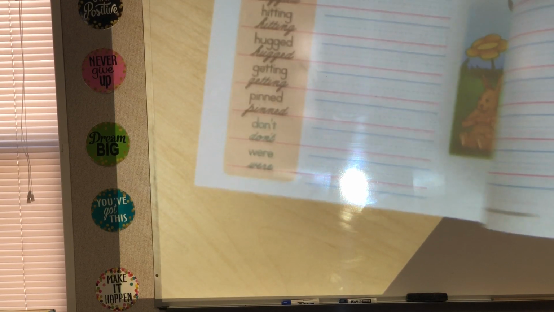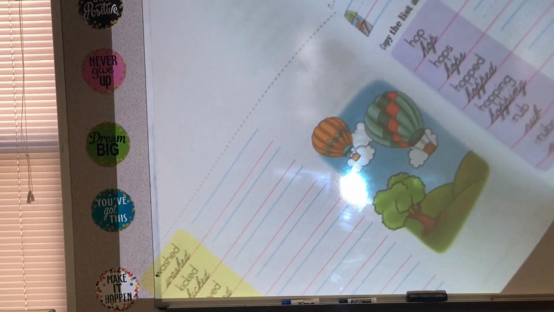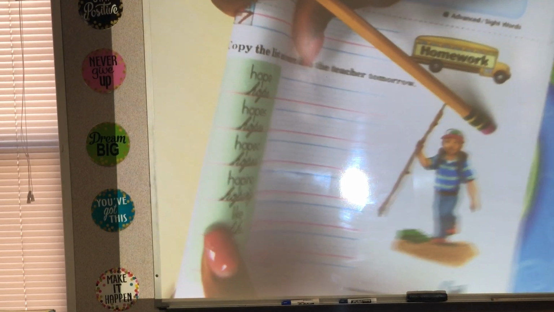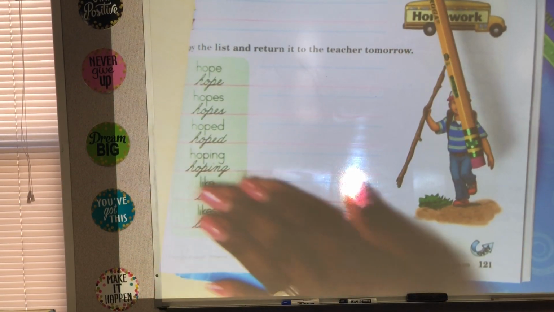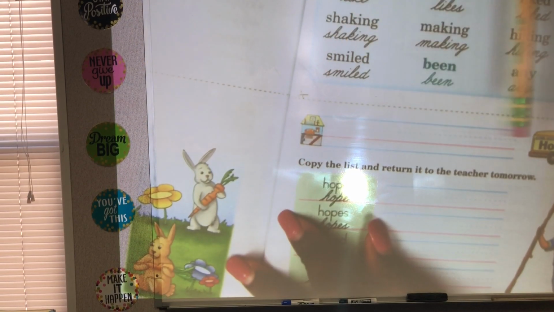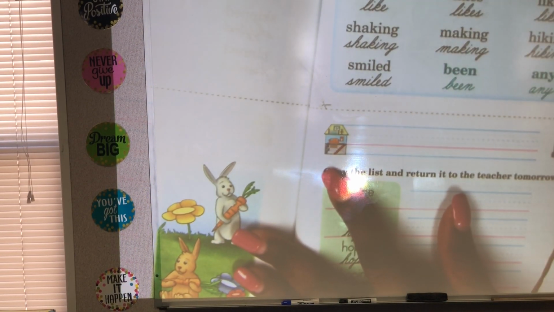Did you do that already? You did that already. My apologies. This is our new list. Here's the new list of spelling words. Oh, there you go. This is much better. So here's our spelling list.